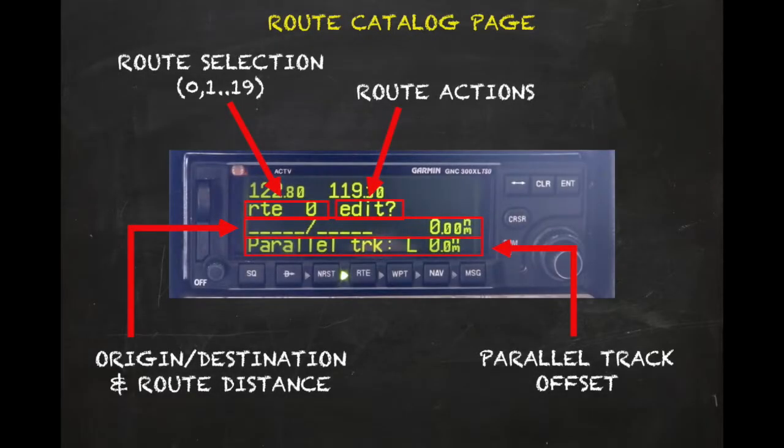The upper left of the route catalog page shows the route number currently selected. You can scroll through the route catalog using the small inner knob. The adjacent field allows you to select a number of operations on the selected route.